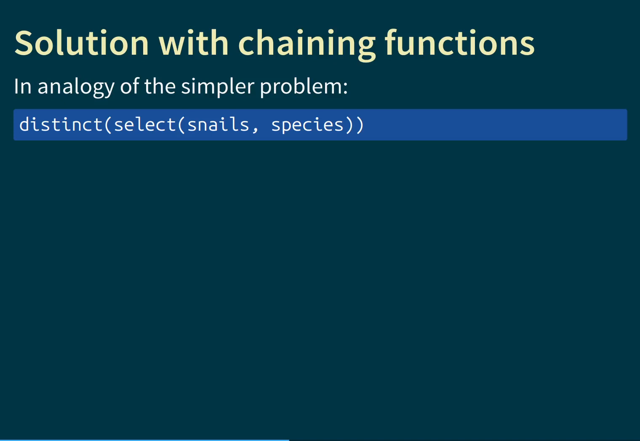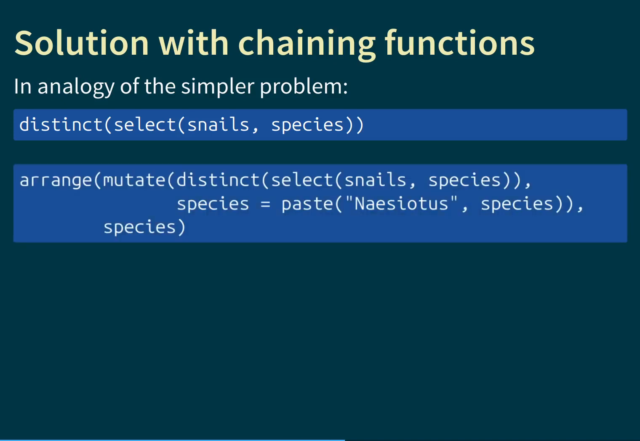And remember, the solution was to chain functions together, that is, apply different functions to the results of the previous function applications. So in this case, we first select the species column from the snails dataset and then deduplicate its entries by using the distinct function. So following that same schemata, we can then write our solution to the more complicated problem like this, where we do the same thing as we did earlier.